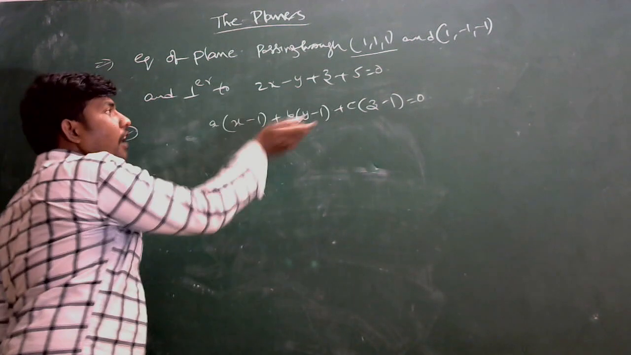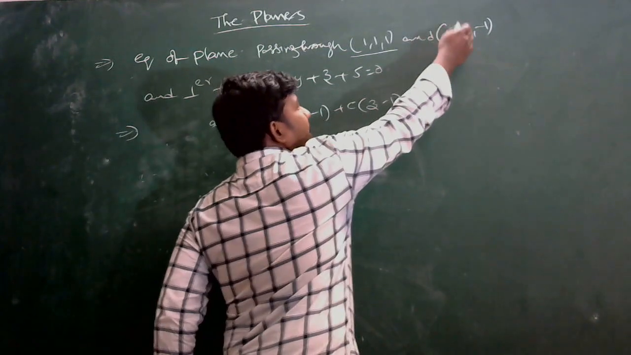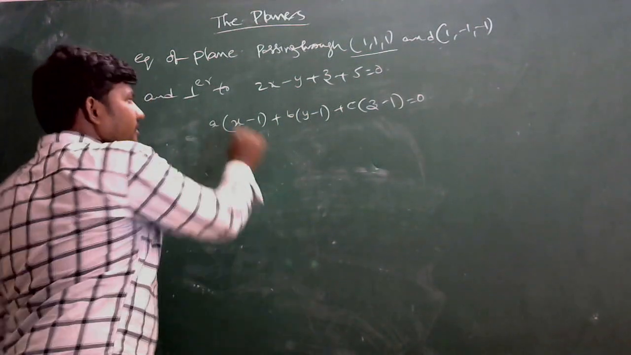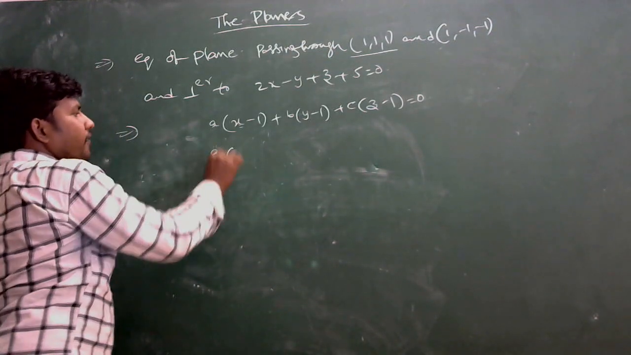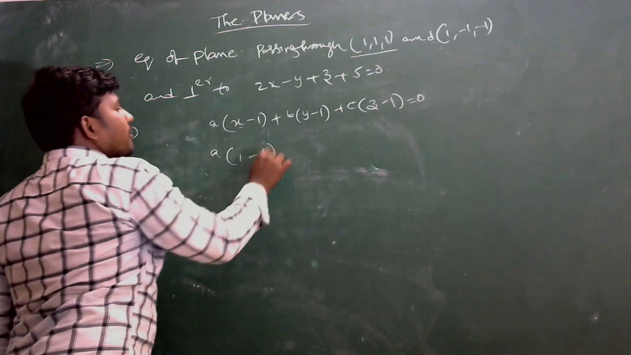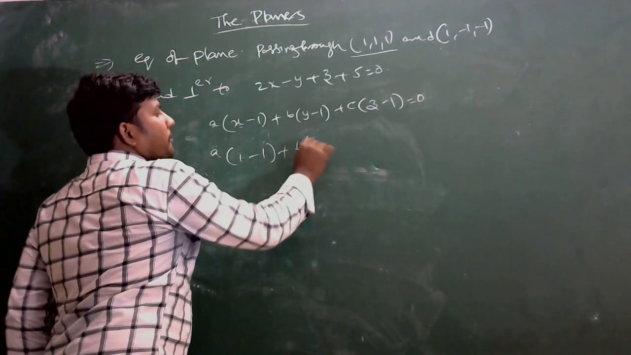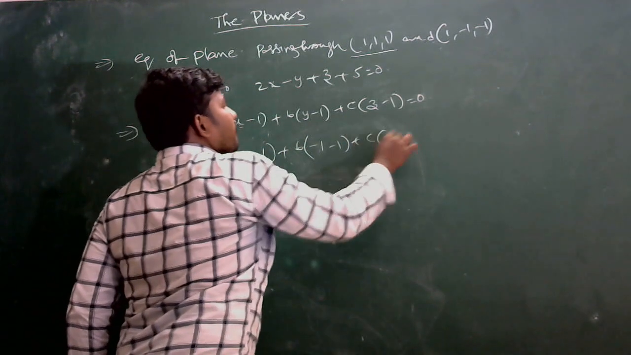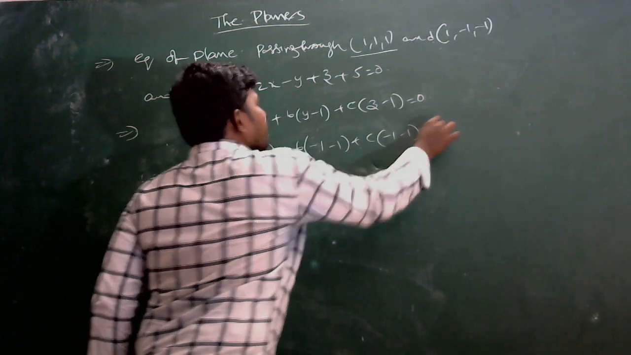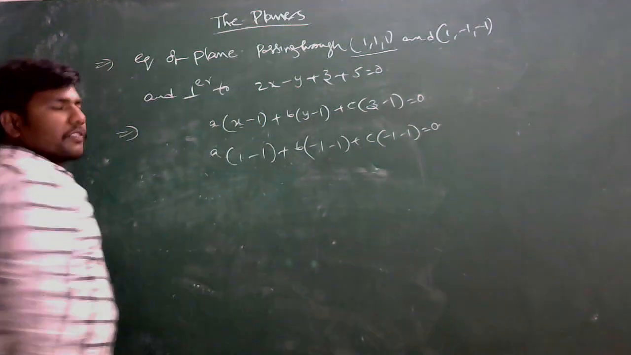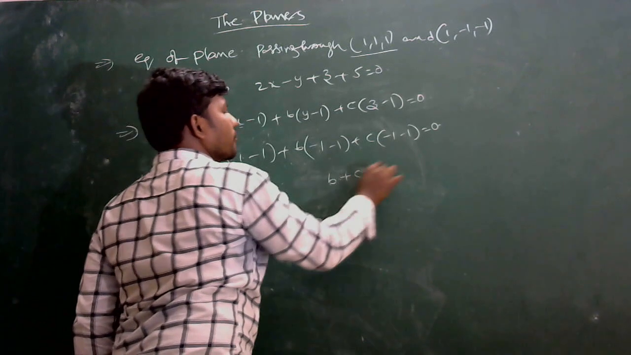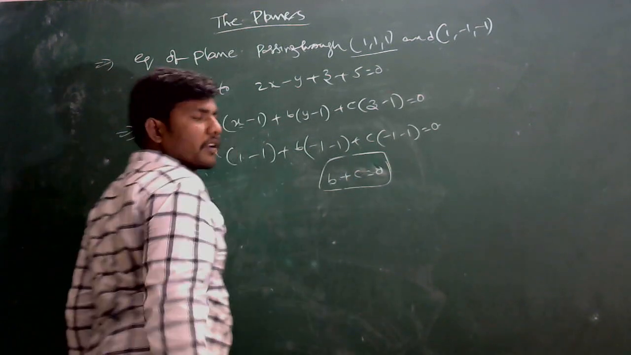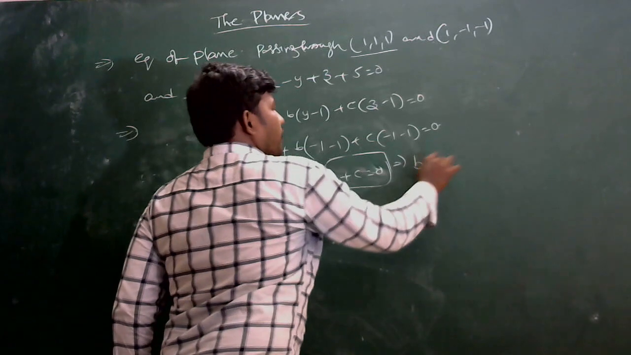This plane is also passing through the point 1, 1, minus 1. That means x, y, z values are 1, 1, minus 1. So a of 1 minus 1 plus b of 1 minus 1 plus c of minus 1 minus 1 is equal to 0. The first value is 0. Minus 2c equal to 0, that means b plus c equal to 0. That implies b equal to minus c.